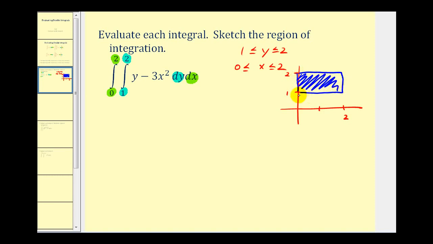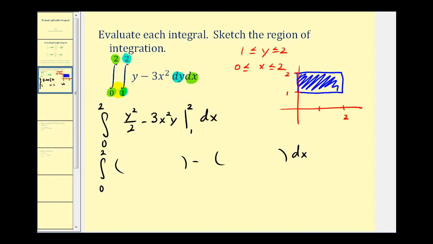x is on the closed interval from 0 to 2, and y is on the closed interval from 1 to 2. So now we're going to integrate with respect to y, treating x as a constant. So we'll have y squared over 2 minus 3x squared is a constant, so we'd have minus 3x squared y. Limits of integration are from 1 to 2.